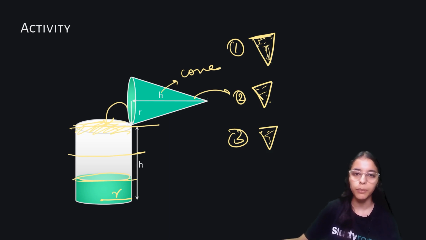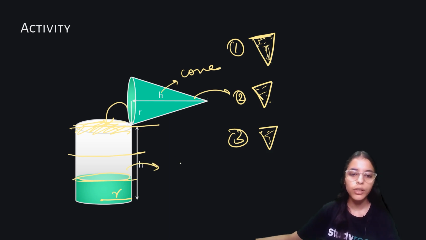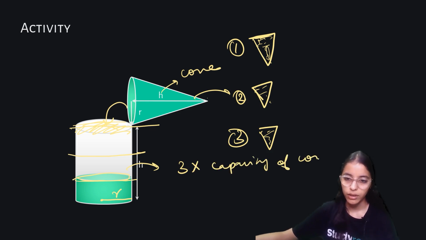It is filled up to the brim, and so we can safely say that the capacity of the cylinder is equal to three times the capacity of the cone.